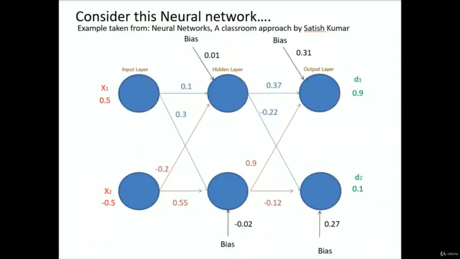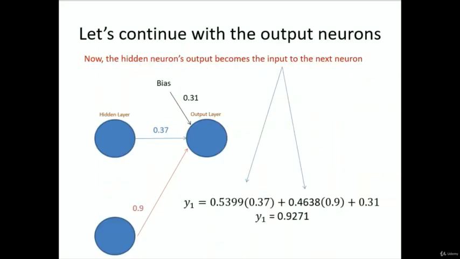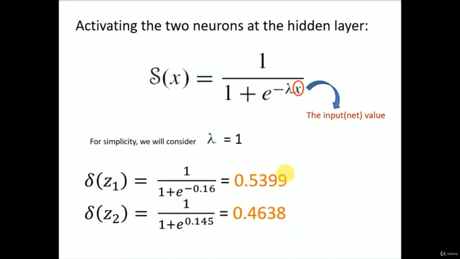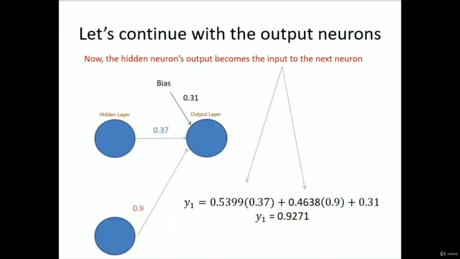Now let's continue with the neurons in the output layer. So we've finished up until here, and now we're going to proceed to these output neurons. So this is what we have right here. Now the hidden neurons' output become the input to the next neuron. So the outputs that we get here become input to this neuron in the output layer. Remember that we get 0.5399 for this neuron and 0.4638 for this neuron.